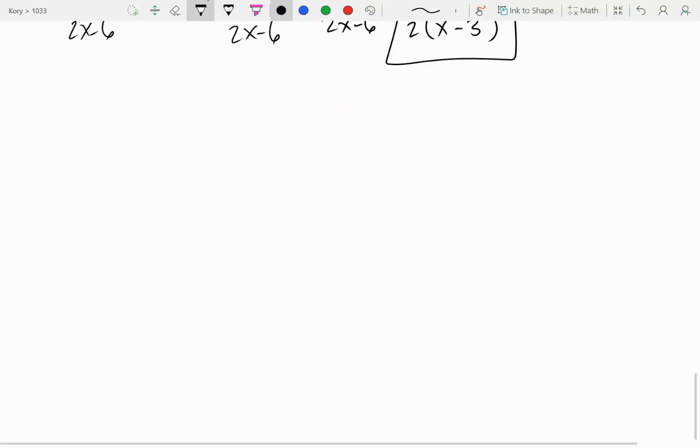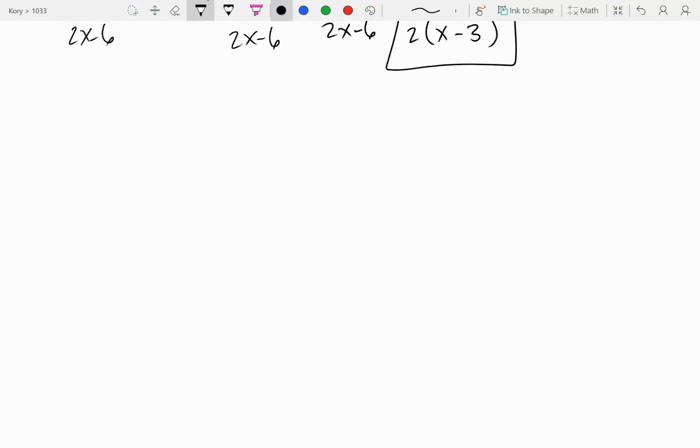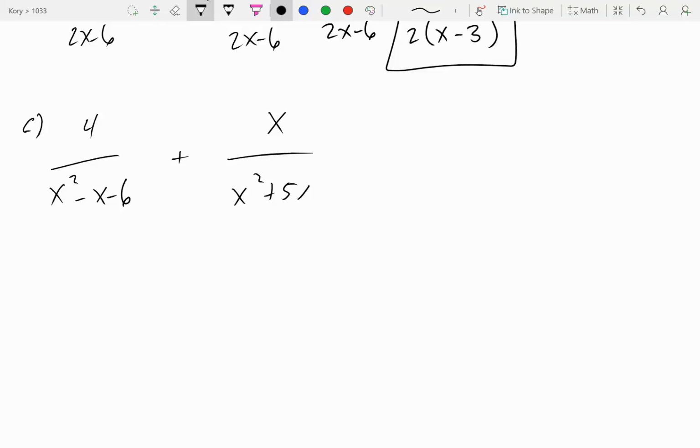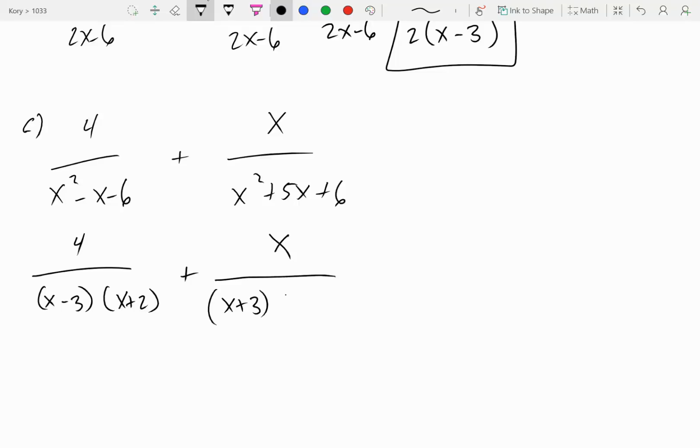Alright, part C. So C states we have 4 over x squared minus x minus 6 plus x over x squared plus 5x plus 6. So we want to factor out everything. Now factoring out everything in this case means only the denominators. So we have 4 over (x minus 3)(x plus 2), plus x over (x plus 3)(x plus 2). Now, after we factor out everything, we want to find the LCD.